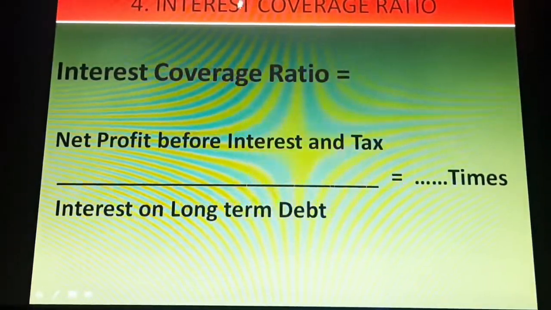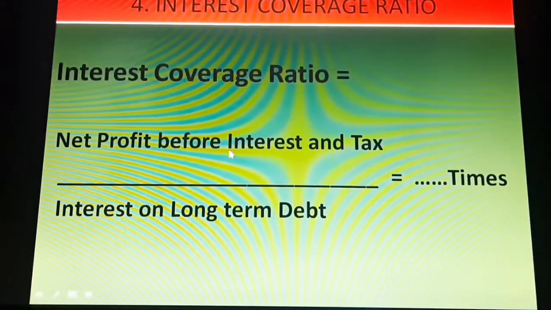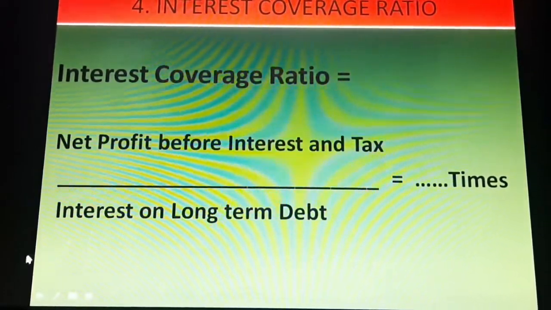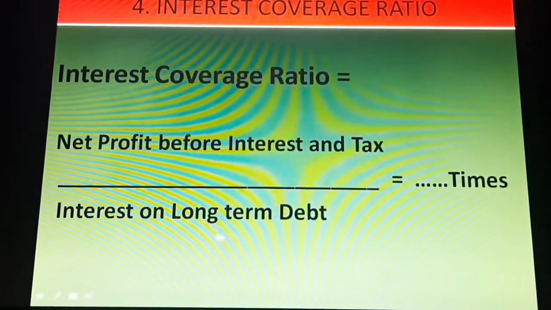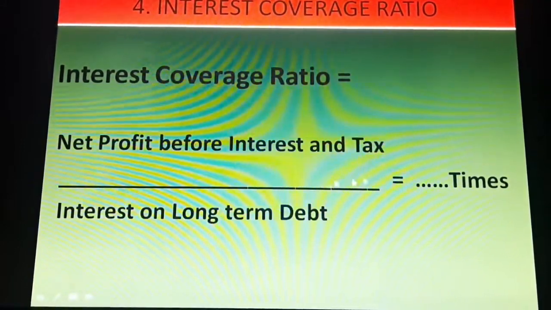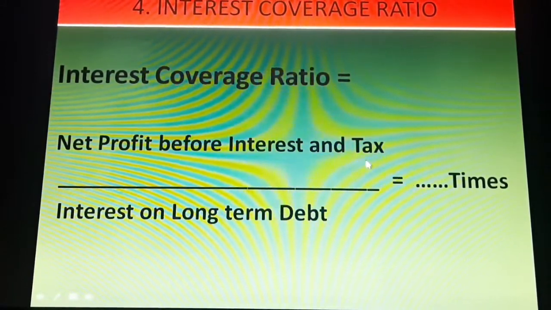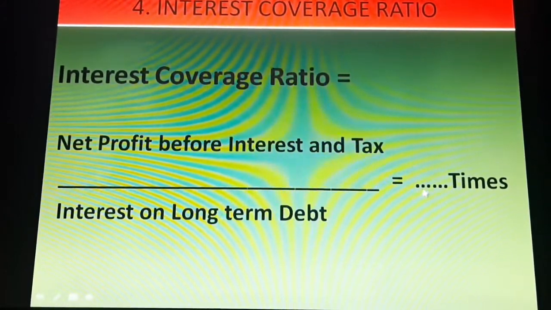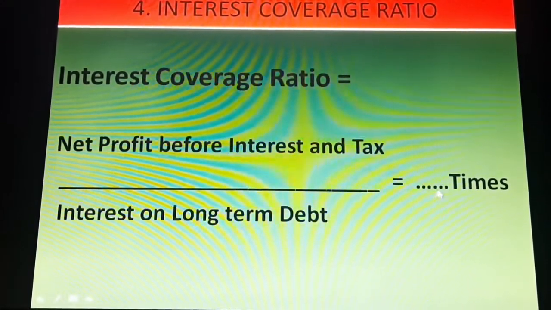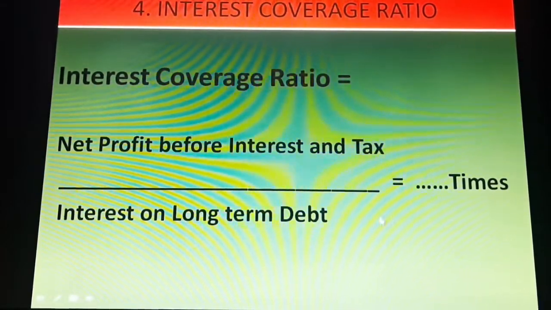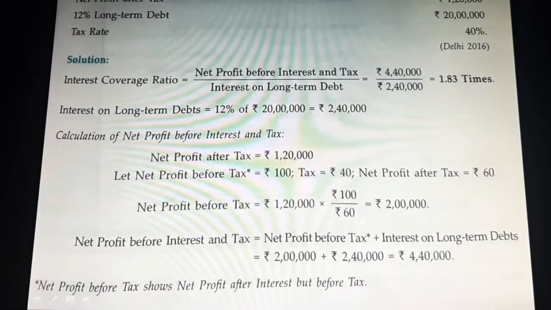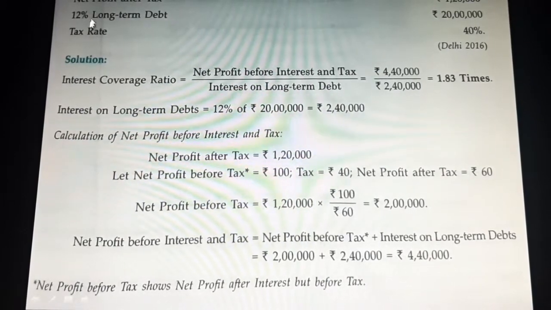So, interest coverage ratio, the formula is net profit before interest and tax divided by interest on long-term debt. The answer for interest coverage ratio is expressed in the form of times. Now let us do one problem related to interest coverage ratio.